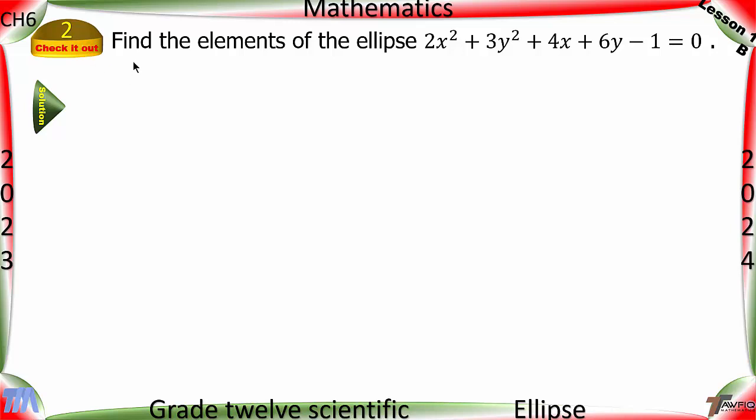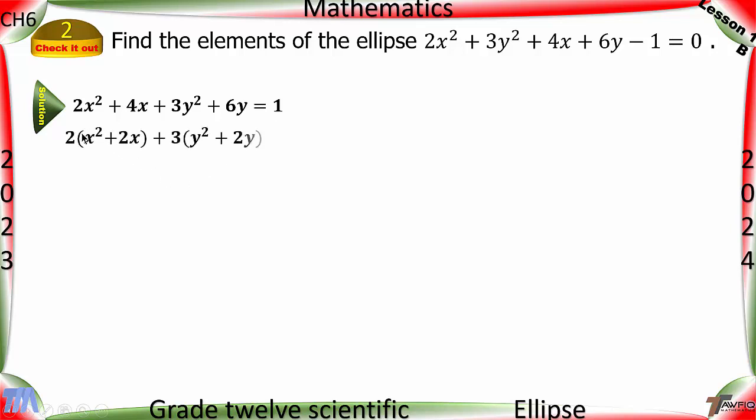Check it out too. Find the elements of the ellipse 2x squared plus 3y squared plus 4x plus 6y minus 1 equal to 0. First of all, arrange the equation so it becomes 2x squared plus 4x plus 3y squared plus 6y is equal to 1. And now take 2 as a common factor here, 2 times (x squared plus 2x) plus, and now here take the 3 as a common factor, 3 times (y squared plus 2y) is equal to 1.